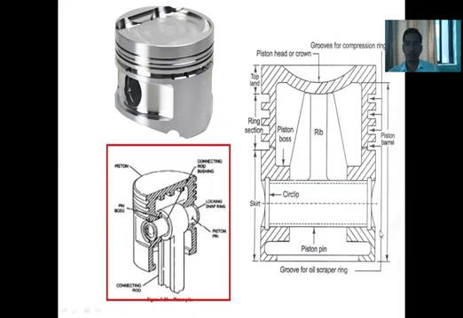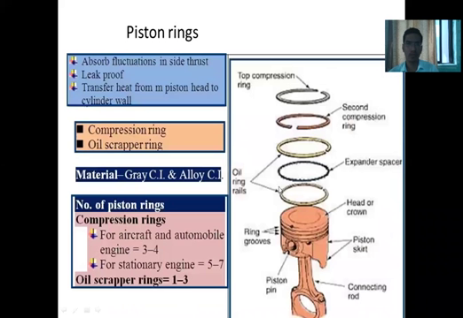This is called the piston barrel. Then this is the piston pin, inserted into this slot. Then this is the skirt of the piston. Then this is the ring section. Then this is called the top land and this is called the bottom land. So this is the diagrammatic representation of the piston block.